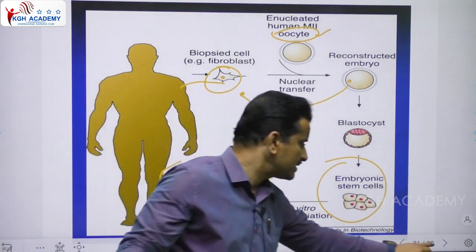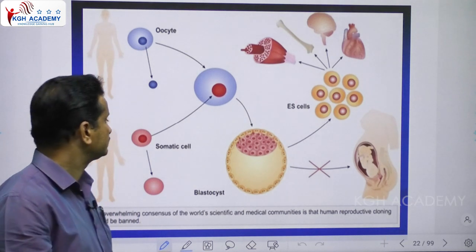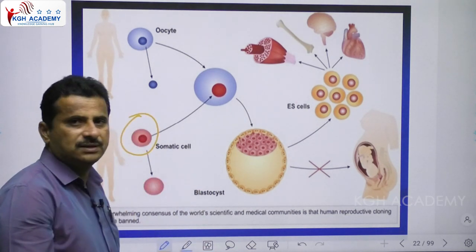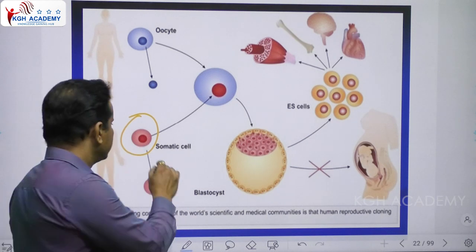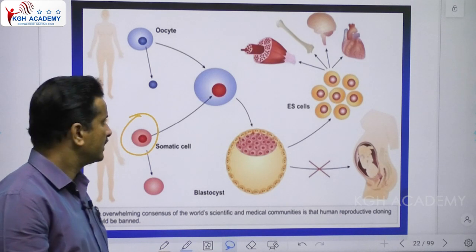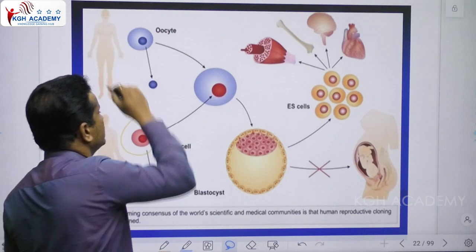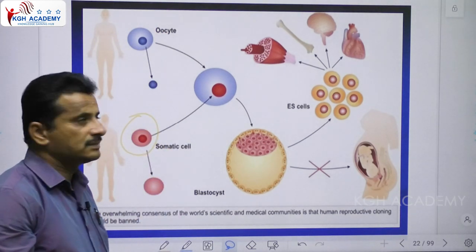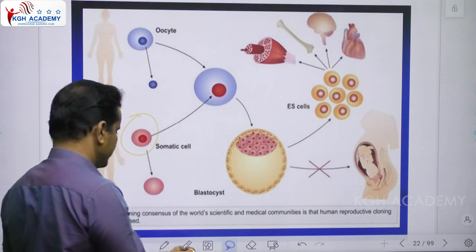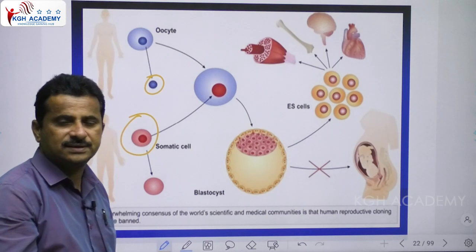Okay, again to understand this, one more slide. It's very clear. See, somatic cell. Somatic cell nucleus in red color. This one. And here the egg cell, oocyte. Here they removed this. Okay, egg from here, somatic cell.